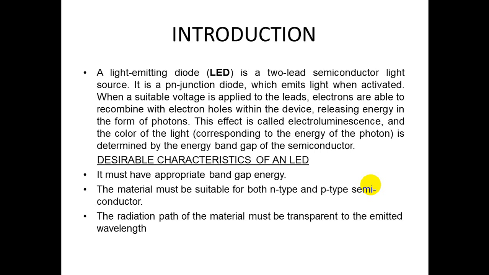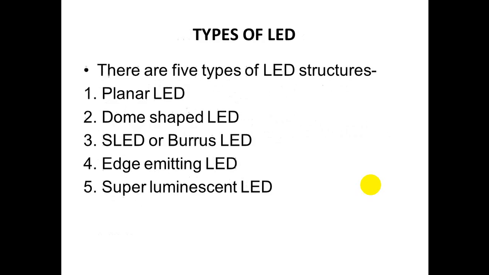So here are some desirable characteristics of an LED. First, it must have an appropriate band gap energy. The material must be suitable for both N-type and P-type semiconductors. And the radiation path of the material must be transparent to the emitted wavelength.